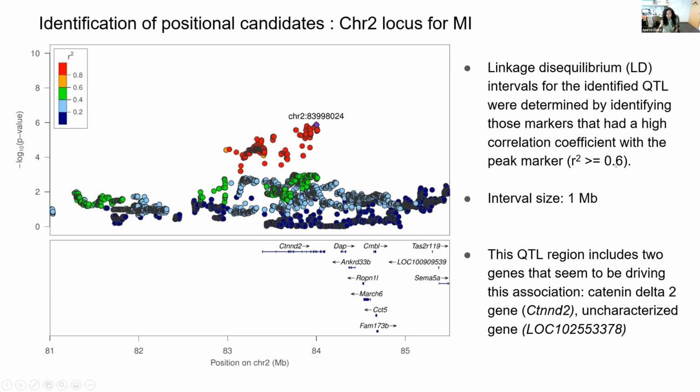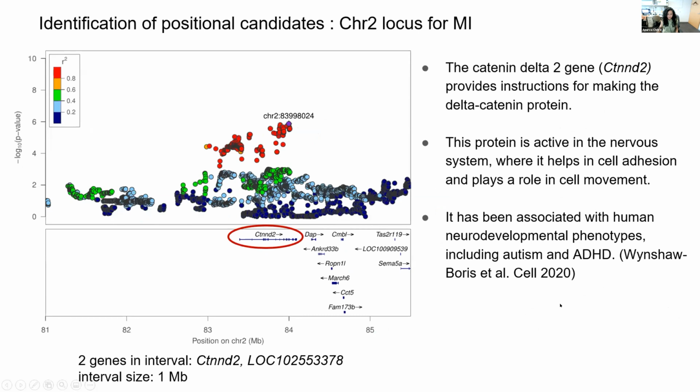And so we've used a cutoff of R squared greater than or equal to 0.6. On the basis of this criteria, the interval size that we've determined for this QTL is 1 megabase. And in this 1 megabase interval, there are two genes. One of them is an uncharacterized LOC gene, and the other one is this catenin delta 2 gene.